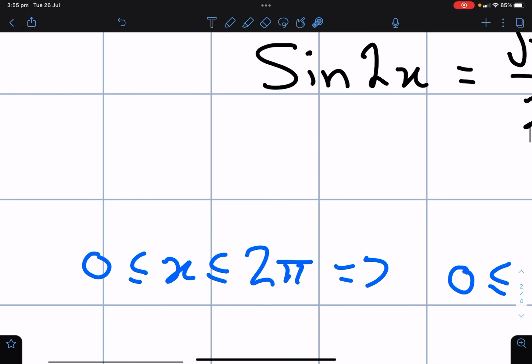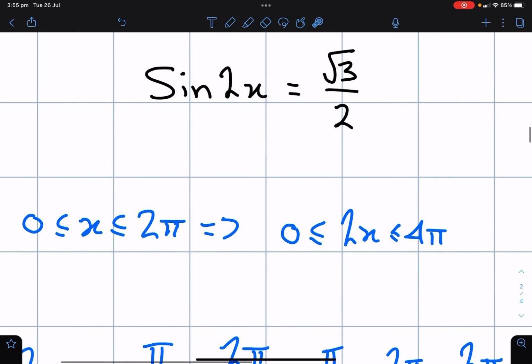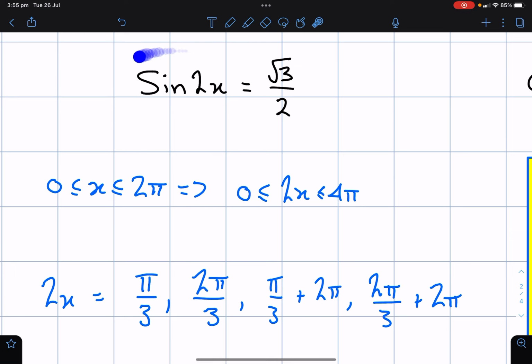We've got our original domain, and to get from x to 2x, we multiply each by 2. So our new domain is 0 less than or equal to 2x, which is less than or equal to 4 pi. You should have the 2 angles matching up just like that. Now this is where it gets a little bit trickier. We've got sine of 2x equals positive root 3 on 2. We need to find what angles give a sine value of root 3 on 2 for the domain from 0 to 4 pi.